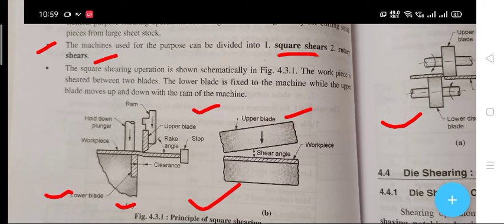In this square shearing operation, the workpiece is sheared between the two blades. The lower blade is fixed to the machine while the upper blade moves up and down with the ram of the machine. As shown in this diagram, the lower blade is fixed to the machine while the upper blade moves up and down with the ram of the machine.